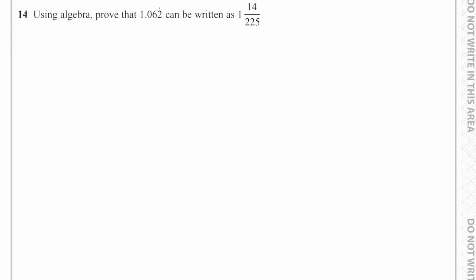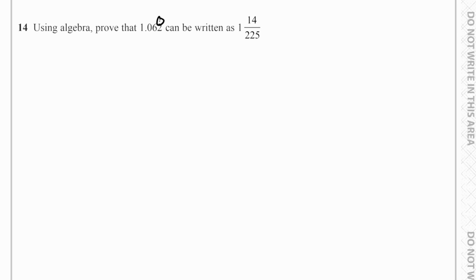Okay, question 14. Using algebra, prove that 1.062 recurring can be written as 1 and 14 over 225. So this is how we deal with recurring decimals. How can we still write them as fractions? So essentially, you take 1.062, and it's easy if you do it like this.